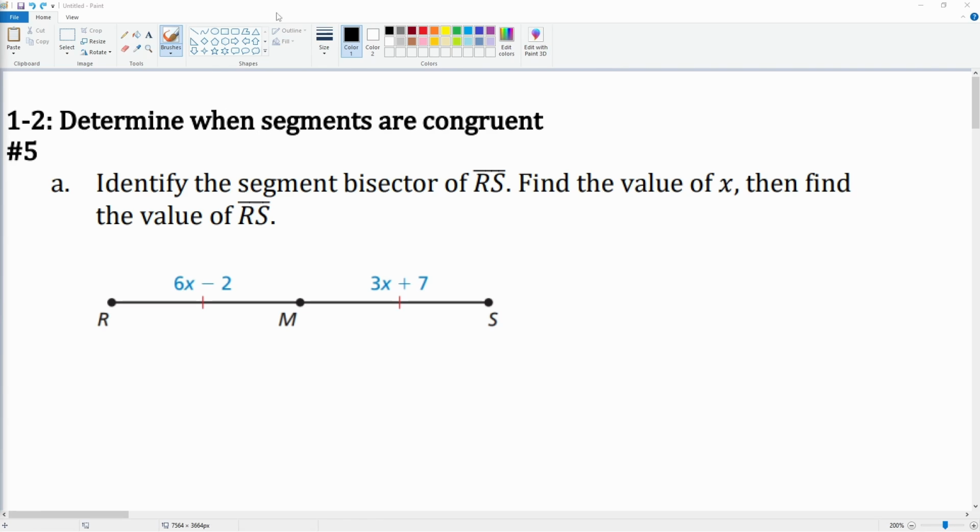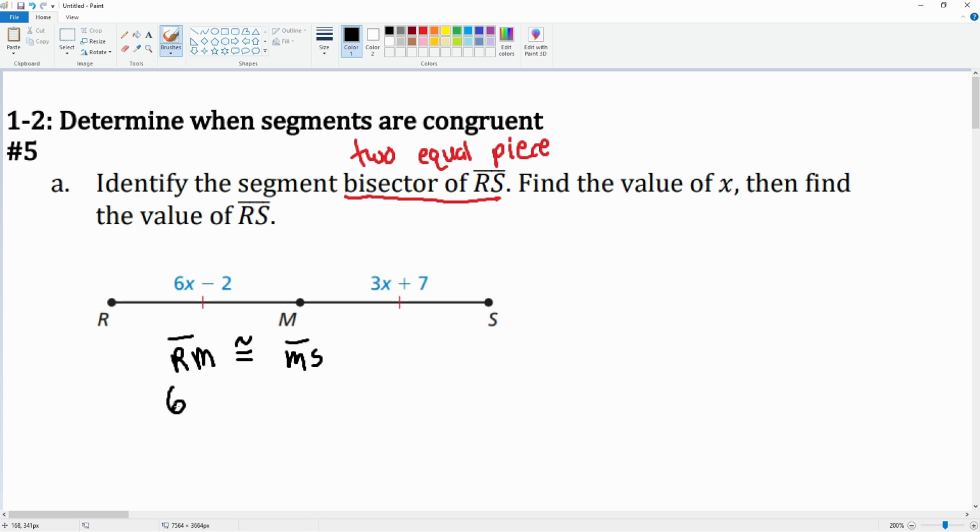So if we take a look at the image here, we see that the two segments here are congruent. Why? Because it says it's a bisector. Bisector means two equal pieces. So the two equal pieces here: line segment RM is congruent to line segment MS. So now you can plug in the values. 6x minus 2 is equal to 3x plus 7.